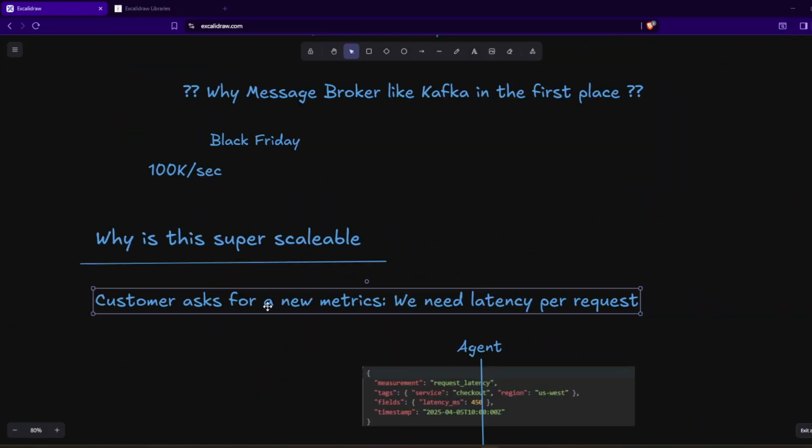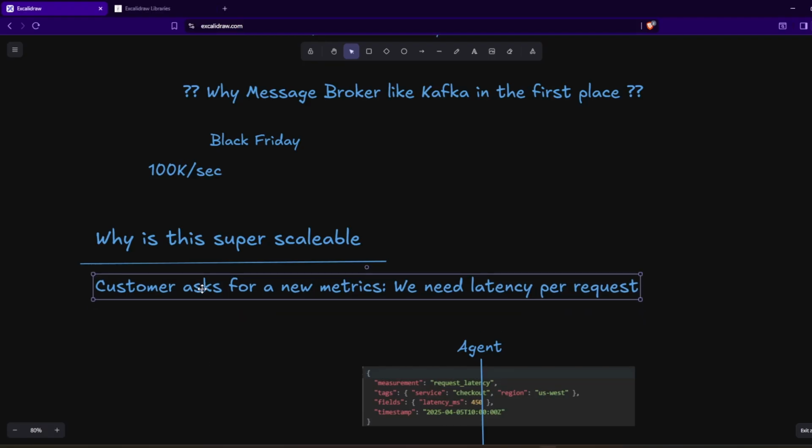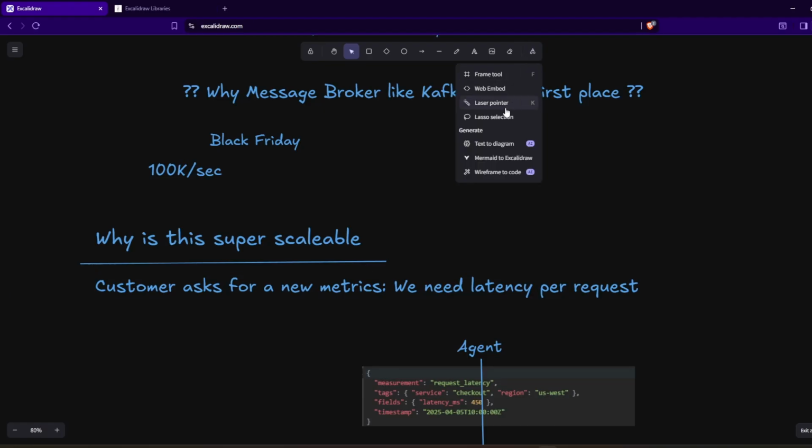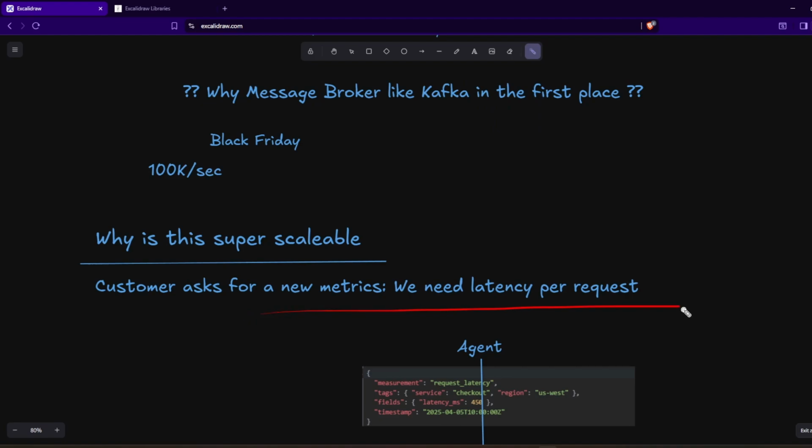So now we will just try to understand why this is super scalable, and then we will be able to appreciate how beautiful this design is overall. Suppose your customer, like Amazon e-commerce, asks for a new metric. It says I'm going to need a new metric, and the metric that I need is latency per request. Latency means how much time it is actually taking from the server to the client. So those latency details I'm going to need as well.